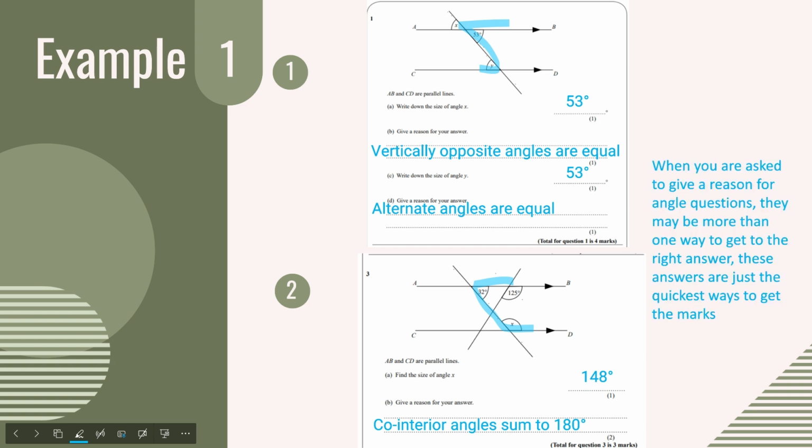Just a little thing to remember, when you're asked to give a reason for angle questions, there may be more than one way to get the right answer. These answers, what I wrote on screen, are just the quickest way to get the marks, but the examiner will have multiple different ways you can answer the question, and will award marks if it is correct.